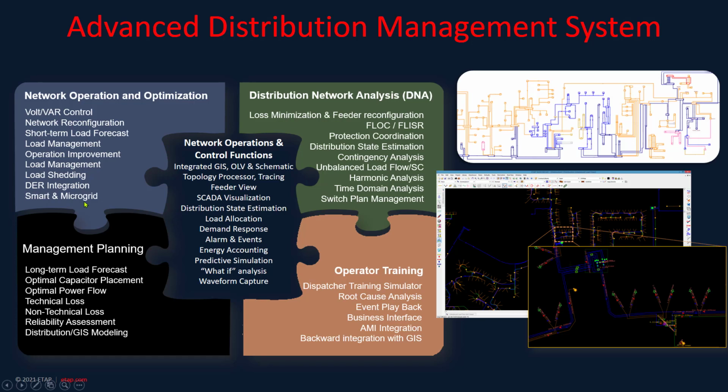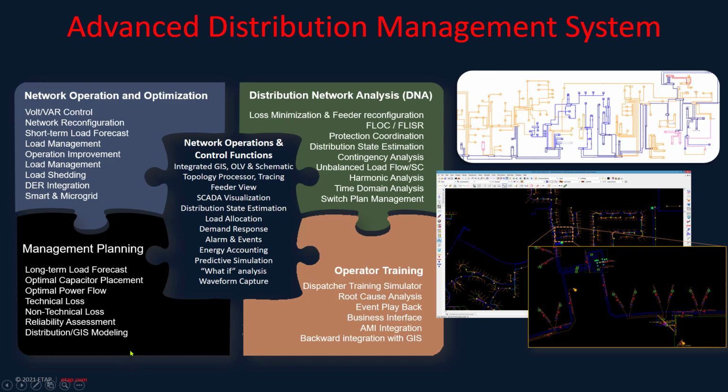So under network optimization, we could see, for example, vol var control, load management, DER integration. Over on the right-hand side, we saw the distribution network analysis. So for example, protection and coordination, the unbalanced load flow. And then down below, we have management planning. So long-term load forecast, optimum capacitor placement, optimum power flow, technical and non-technical losses, reliability assessment.